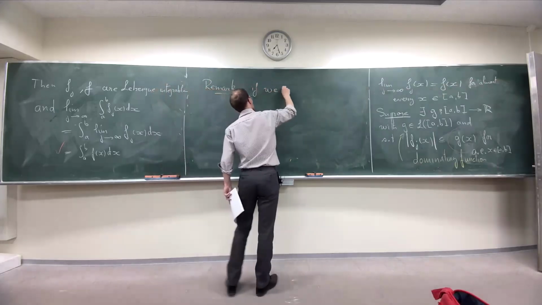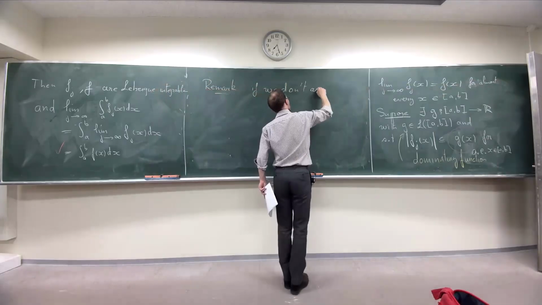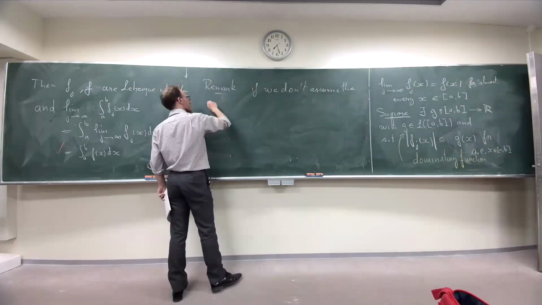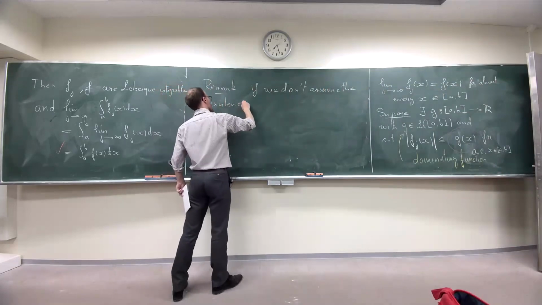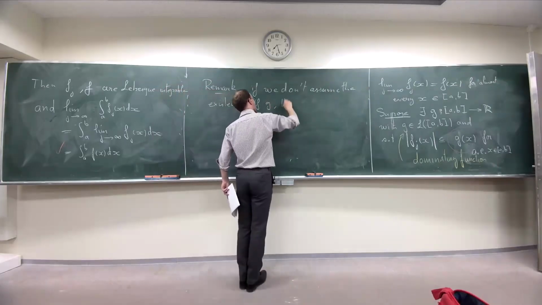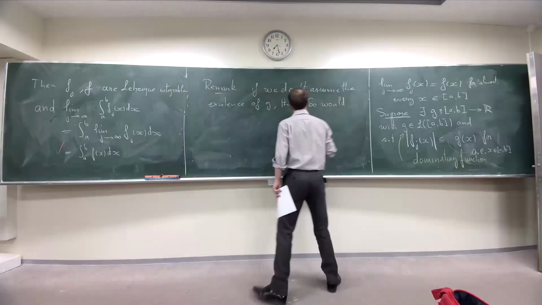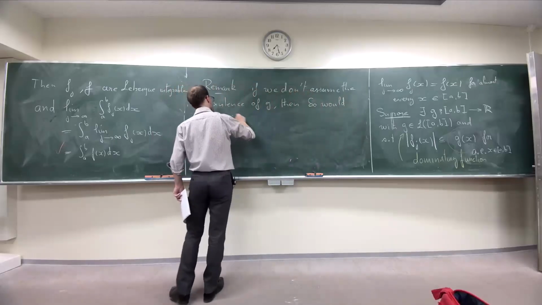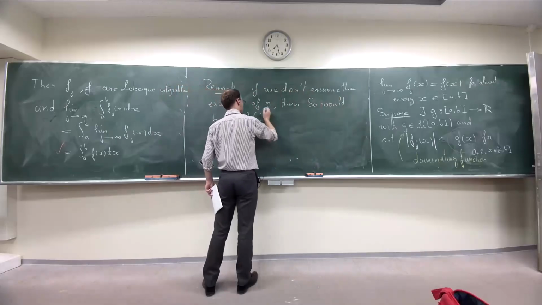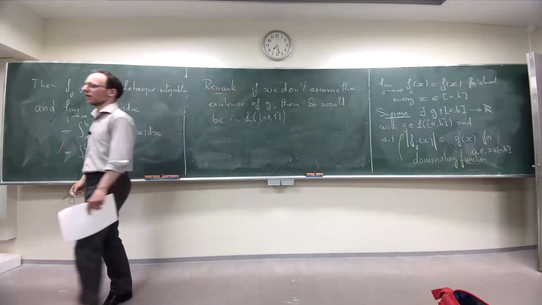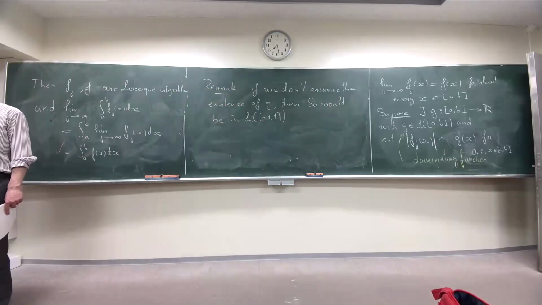If we don't assume the existence of G, then delta 0 would be in L infinity, let's say, of (-1, 1). Just take an arbitrary interval. It would be a function, but we know it's not a function. You can check it doesn't fit with the definition of a Lebesgue integrable function.